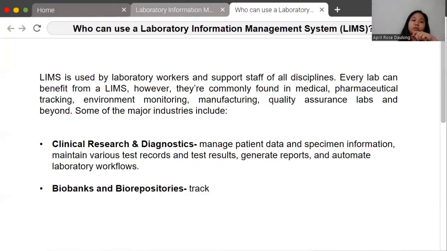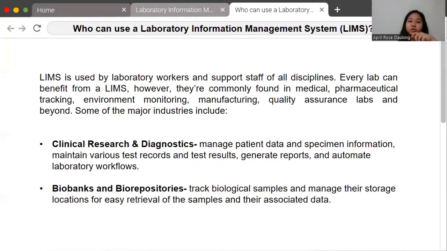There magsira po ta all about how to use a laboratory information management system. So, the LIMS is used by laboratory workers and support staff of all disciplines. So, every laboratory can benefit from LIMS. Kung naging gitawag siya laboratory, kaya maka-benefit siya sa every laboratory. So, una, Laboratory Information Management System. So, however, they are commonly found in medical, pharmaceutical tracking, environment monitoring, manufacturing, quality assurance labs, and beyond.